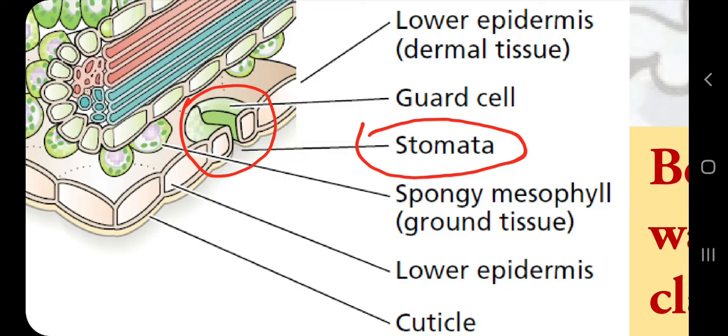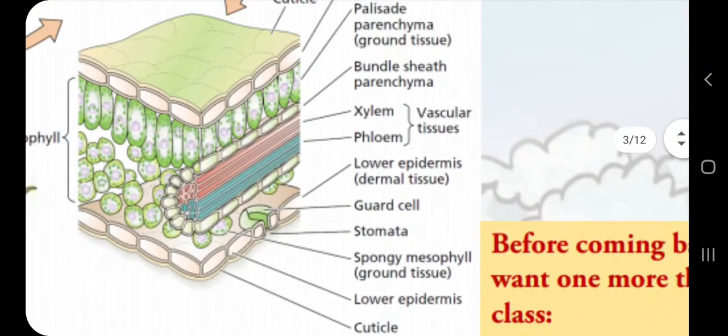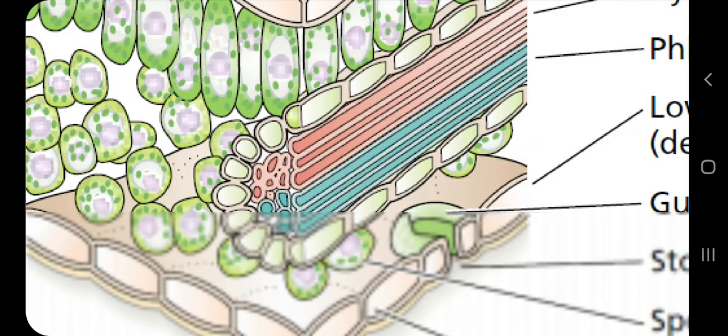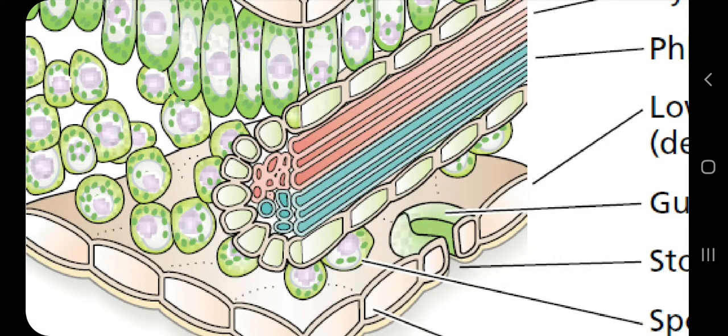Now apart from that, it has some tube-like structures. These structures are called vascular bundles, which are composed of xylem and phloem.